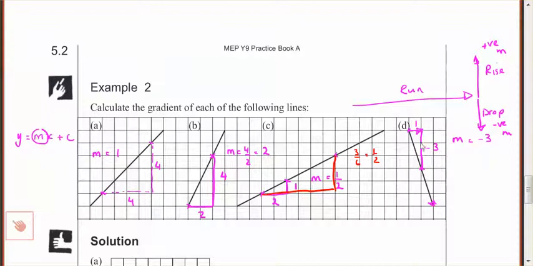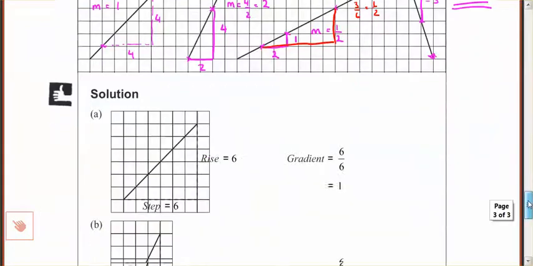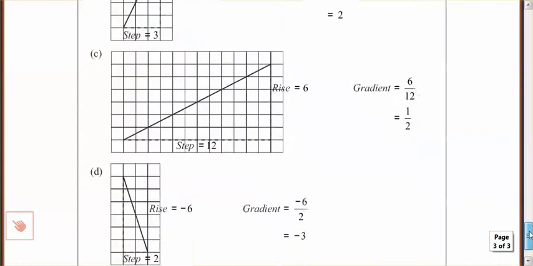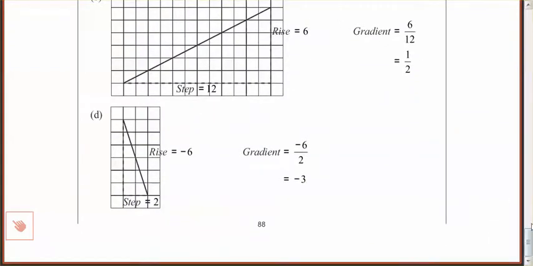The other way to do it is to say, well, if it's going down, it's a negative gradient. But we have to get it right that it is negative. So that's important. This one is a negative gradient. Alright? So we've got 1, 2, half, -3. So we've got that. Okay?